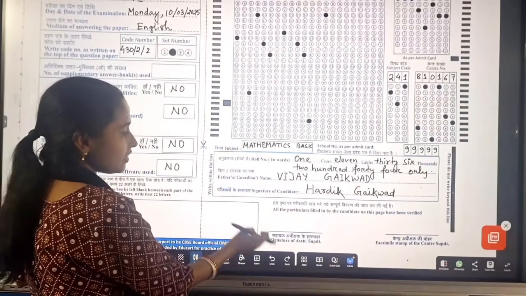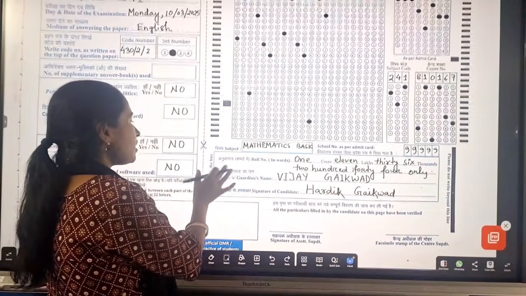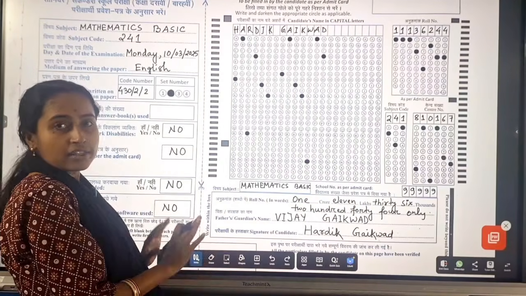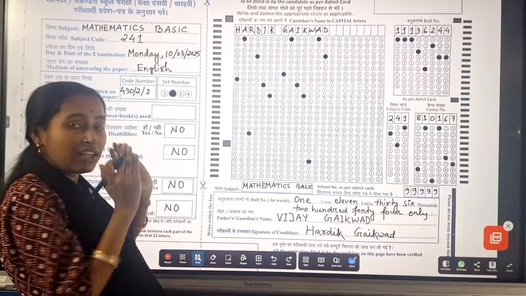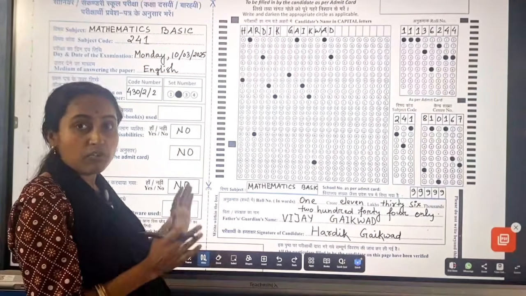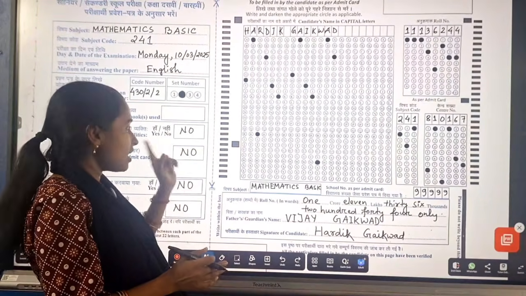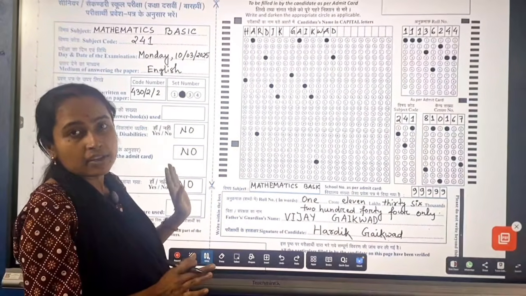After that, downside there is written signature of assistant superintendent. That one the teacher has to take care of. There is no work for you. Your work is only up to this much. If any confusion is there, whoever the invigilator is, ask them before writing. Remember that the answer sheet will not be replaceable and you cannot use any whitener.